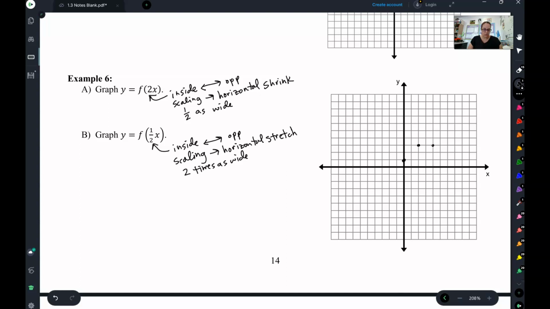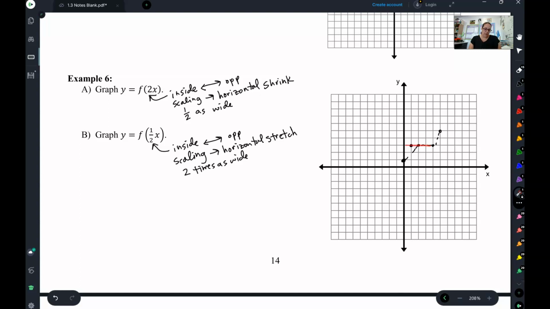Here's our original in dashes. First thing I want to do is make all these points half as wide. So now we're looking at the distance to the y-axis, how wide it is. And I want that distance to be half as much. So this distance is 2 blocks. Times that by half is 1 block. By the way, I forgot to say, this one is still just going to stay where it is because it's at 0. Half times 0 is still 0.